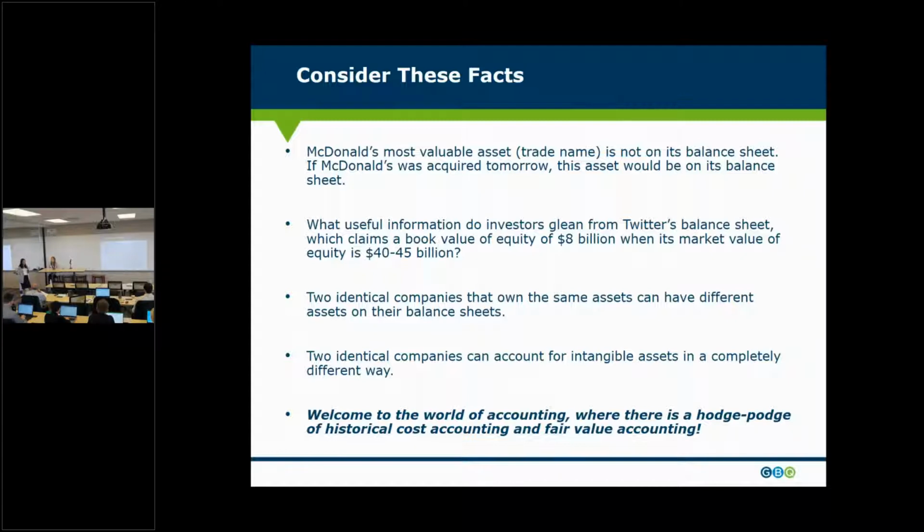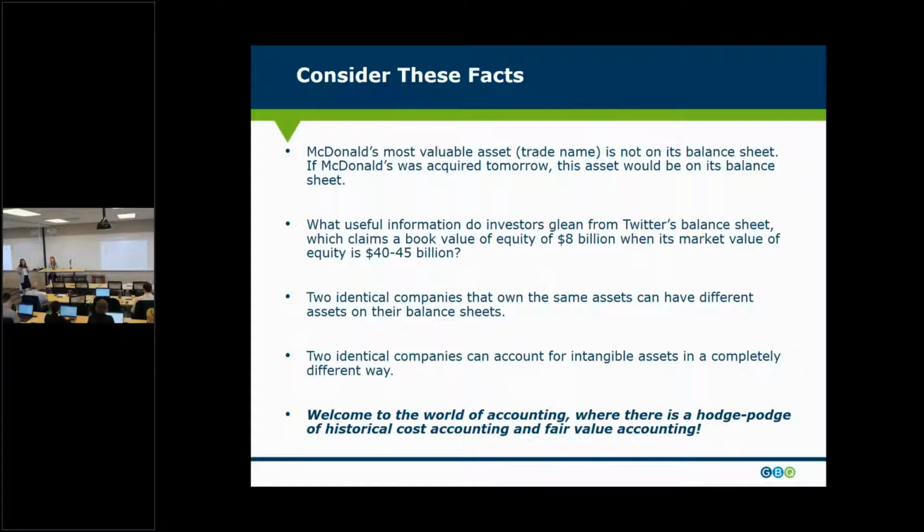Also think about two identical companies that own the same assets, but could have completely different balance sheets. Also think about how two identical companies can account for intangible assets in completely different ways. So this is just an introduction to say, welcome to the world of fair value accounting, where everything is a hodgepodge of historical cost and fair value. I also want to mention why the fair value could be more than book value.